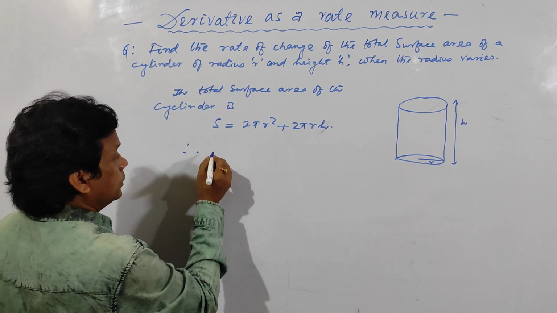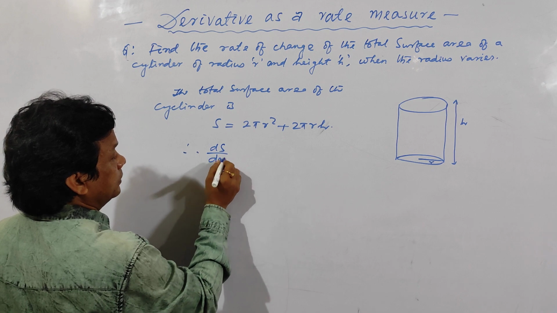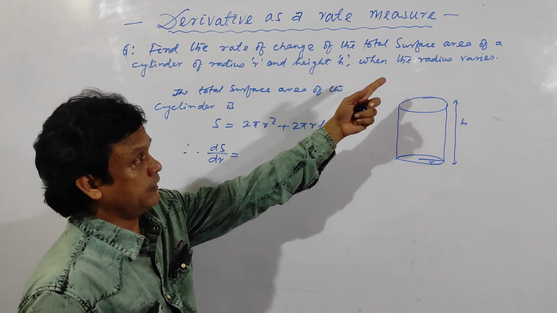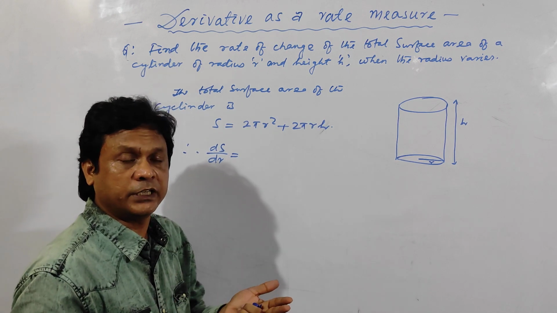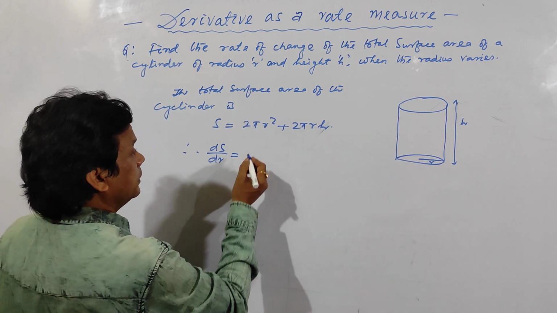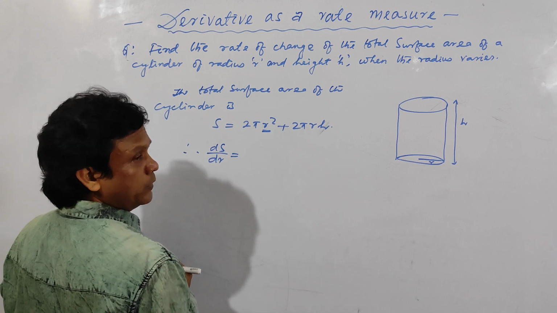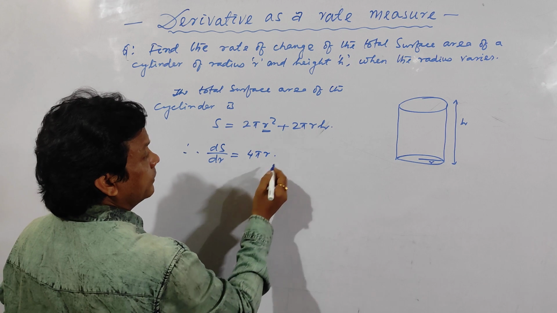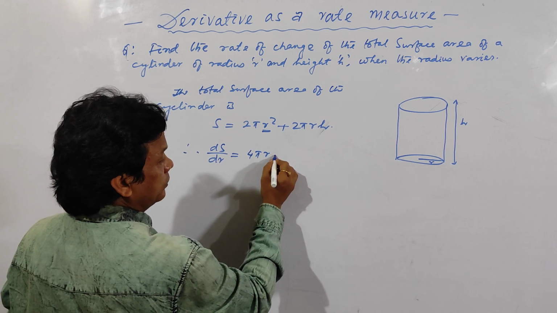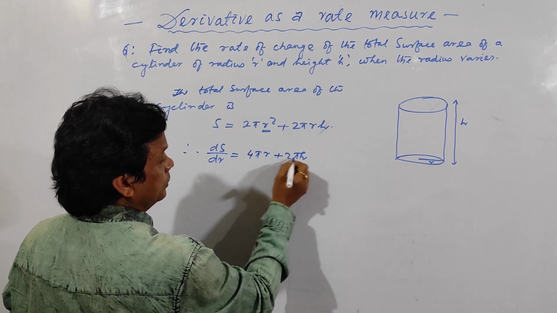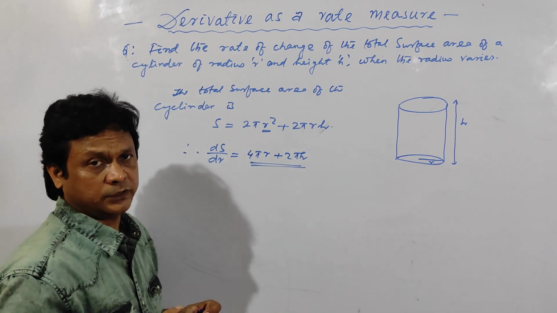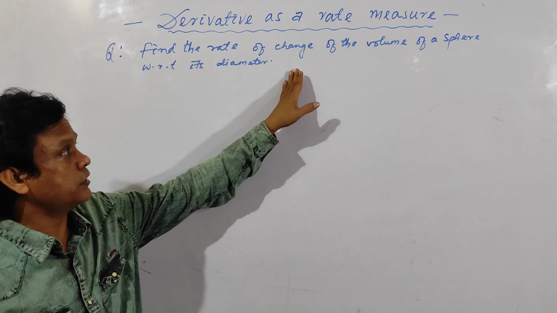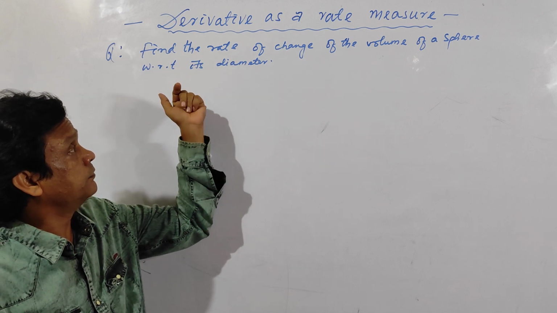Okay. So you have to find out dS by dr, the rate of change of the surface area. And since the radius varies, you have to find the rate of change of surface area with respect to radius. And what is the derivative of r square? It is 2r. 2r into 2 pi, it is 4 pi r. And here the derivative of r is 1, so it becomes 2 pi h. So this is the answer. Clear? See here. Very easy question, but it is a different question.